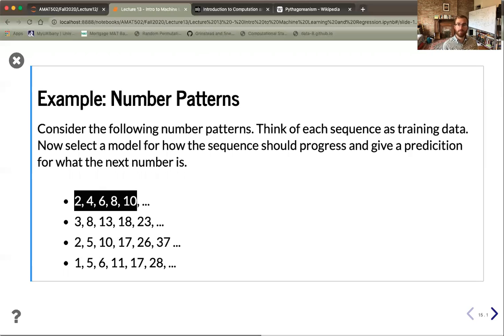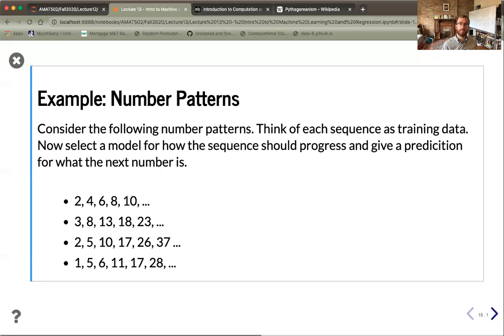Well, if we look at it, we see that in our training data, which is this first 5 numbers of the sequence, the difference between each number is 2. So I add 2 to 2 to get 4, and I add 2 to 4 to get 6, and I add 2 to 6 to get 8, and I add 2 to 8 to get 10. So my model is that the sequence of numbers is generated using a difference of 2 pattern, or schema. This allows me to predict that 12 is the next number in my sequence. And indeed, it should be.